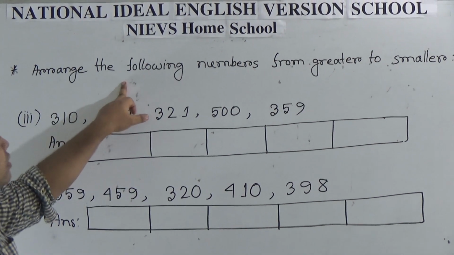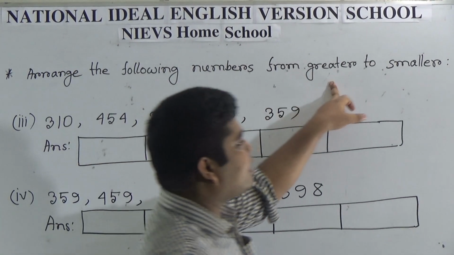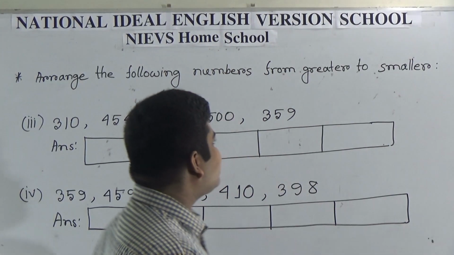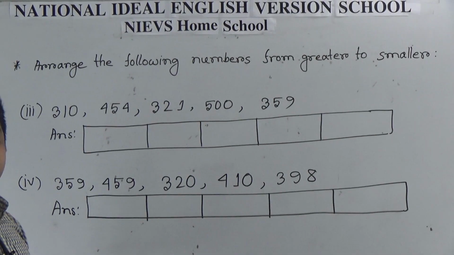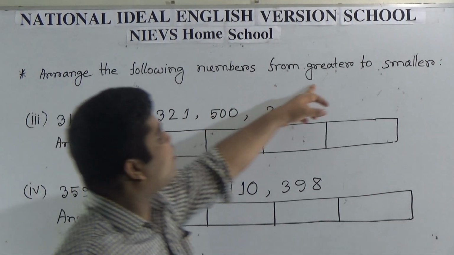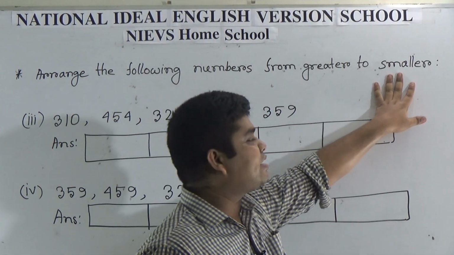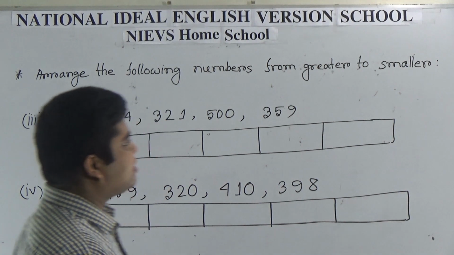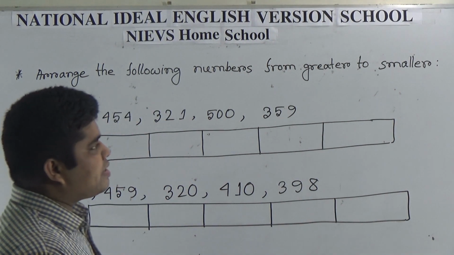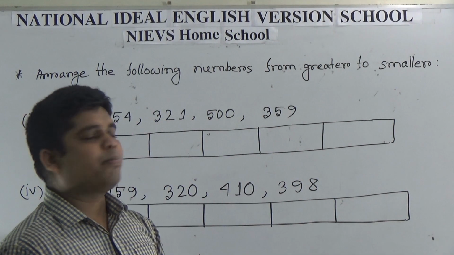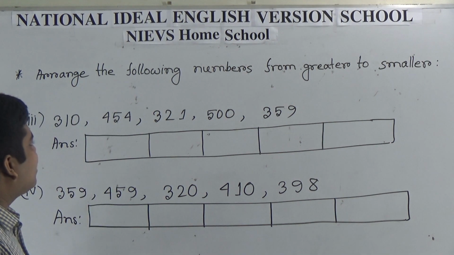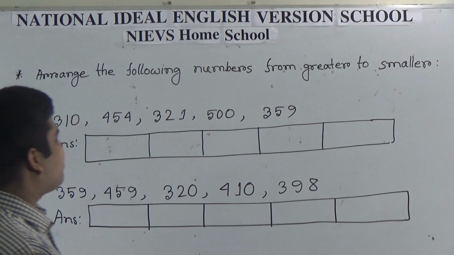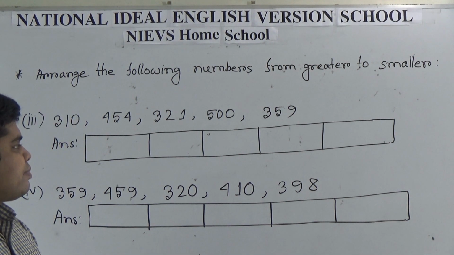Arrange the following numbers from greater to smaller. That means descending order. Do you know what is descending order? Greater to smaller means descending order. My dear students, in our first lecture, greater to smaller part 1, we have already learned how to arrange the numbers from greater to smaller.